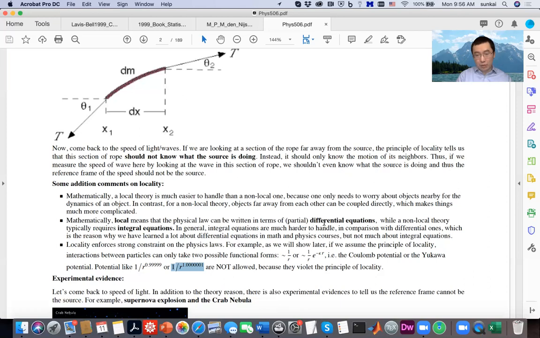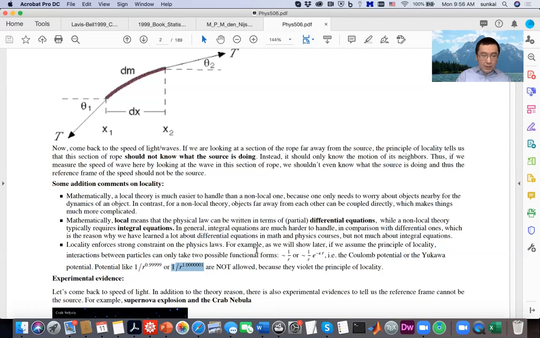We'll have to use some integral, like in Coulomb's law type of formula. And those formulas cannot be converted to differential equations. In other words, those laws violate the principle of locality. So the principle of locality actually tells us a lot. It tells us that the power of the Coulomb potential can only be one, exactly one. And you cannot shift this value by any amount, even an infinitesimal amount.